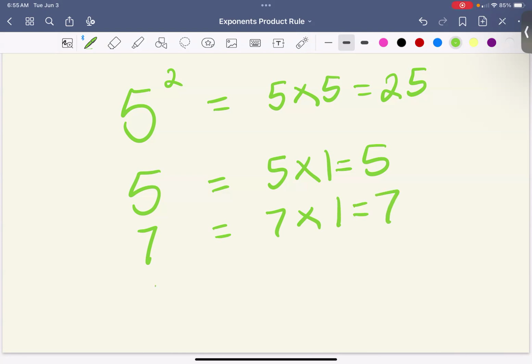And any number to the 0 power is equal to 1. So 8 to the 0 is 1. A billion to the 0 is 1.